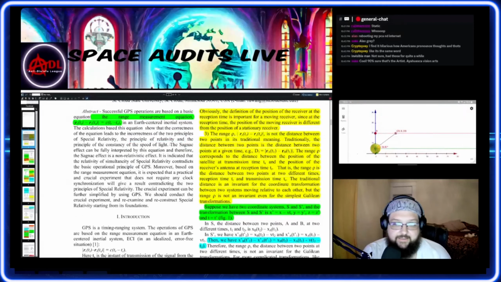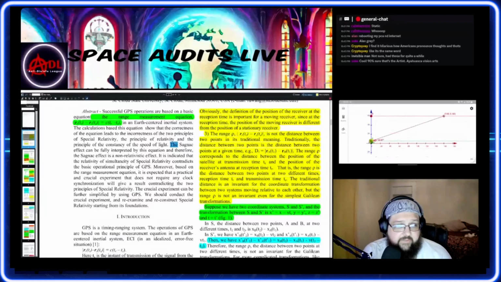Sorry, go ahead. Yeah. So the Sagnac effect can be fully interpreted by this equation as well, and therefore the Sagnac effect is a non-relativistic effect, which we'll get into as the paper progresses. It is indicated that the relativity of simultaneity of special relativity contradicts the basic operational principles of GPS.